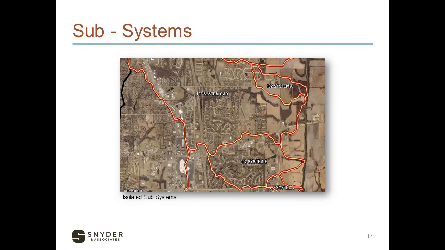This graphic here is representative of some subsystems that we broke out for this project, and these are represented to be completely isolated from the others. There's no cross flow unless there's a bypass line, which we would include a flow meter there as well.